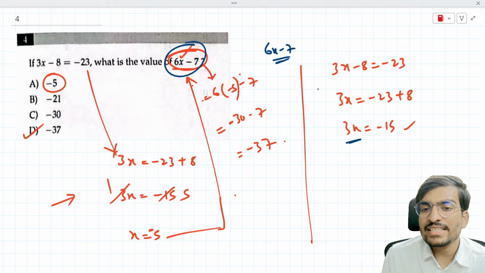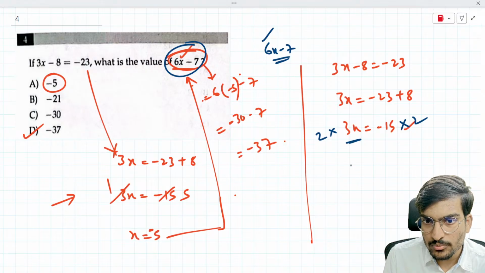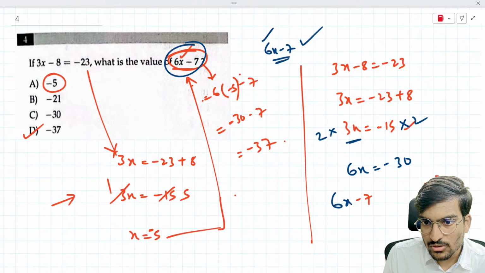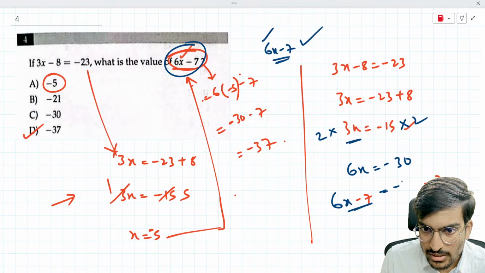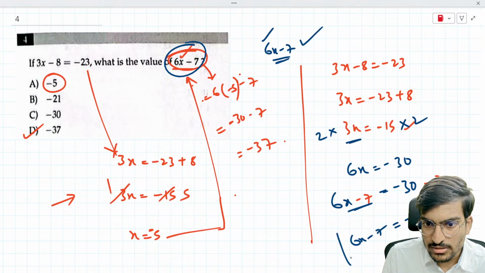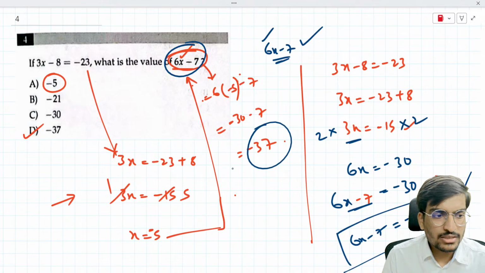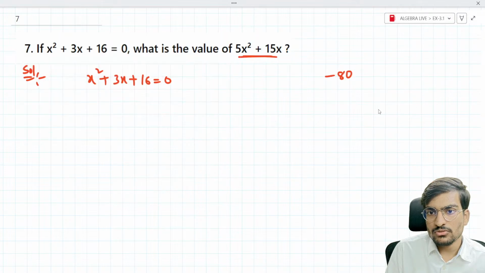So here 3x is only there, but we need 6x. So I multiply by 2 on both sides. It's going to be 6x equals negative 30. I need 6x minus 7, so I'm just doing negative 7 on both sides of the equation. So negative 30 and 7, negative 37. So 6x minus 7 equals negative 37. You can do it this way, or you can find the value of x and substitute. But preferring this most of the time gives you the result quickly.